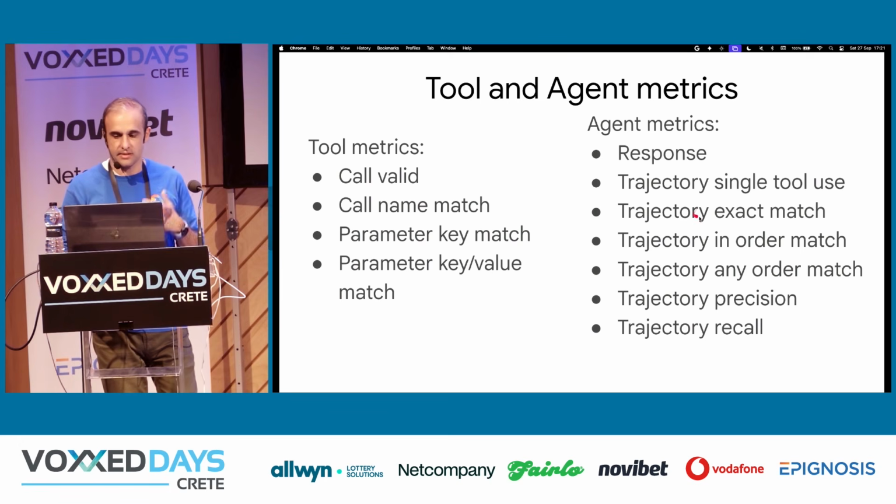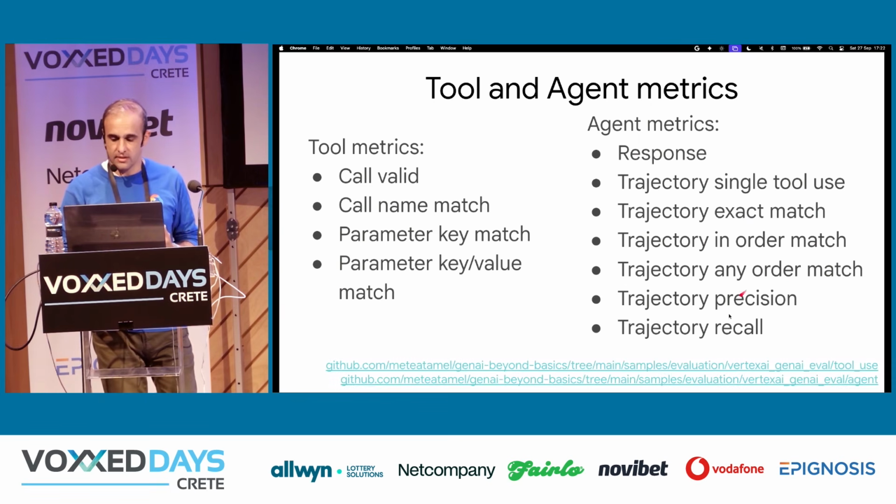So for that, there's trajectory exact match, trajectory order match, or whether it matches in any order, and so on and so forth. Depending on the framework that you're using, there are different ways of measuring this. In the Vertex AI Gen AI Evaluation Service, there are these tool and agent metrics out of the box, but I won't show them here. If you're interested, you can check them out from the links that I provide.